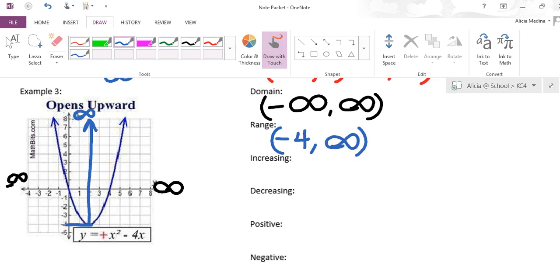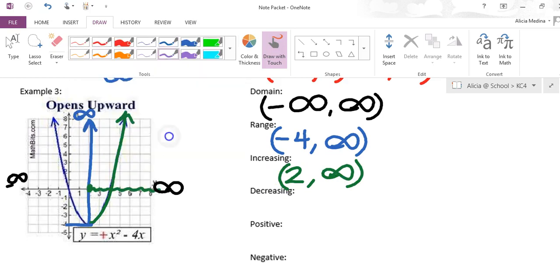Our increasing, where does the graph go up? Well, it's going up in the positive direction right here. But again, I use those x values. I always use x values. So that x value is at a 2. All the way until positive infinity. Where is the graph decreasing? So decreasing is where the function is going down. So all the way up here, as it's moving down to that vertex point, it is going down. Again, I use those x values starting from the left to the right. So from negative infinity until we get to that vertex point, that x value, which is a 2.